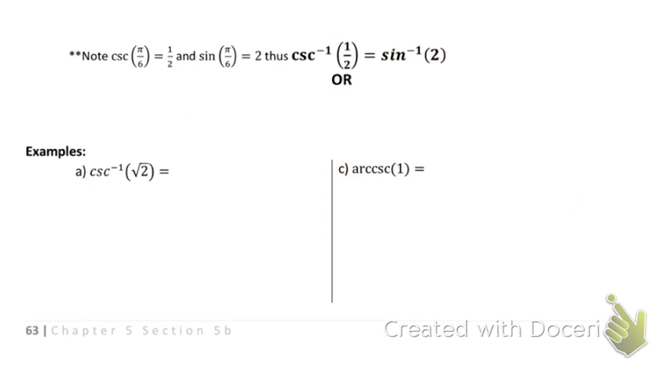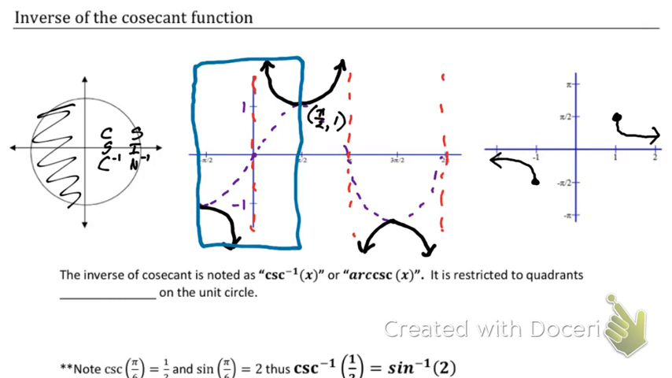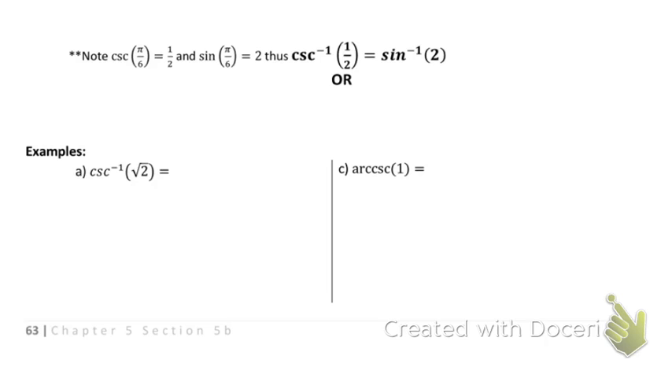All right, let's go ahead and work through some problems on this because it's slightly different. Right here, note that we're in quadrant 1 and 4. So we have a little note here. It says, note cosecant of pi over 6 equals 2, and sine of pi over 6 equals 1/2. Thus, cosecant inverse of 2 equals sine inverse of 1/2. This is kind of a crappy example, getting to this whole point, that cosecant inverse of x equals sine inverse of 1 over x, or the reciprocal of that value.